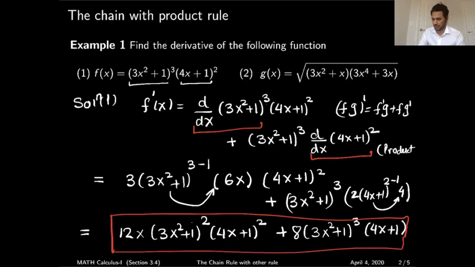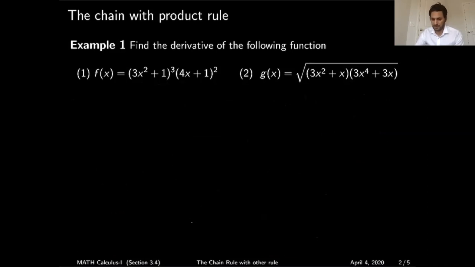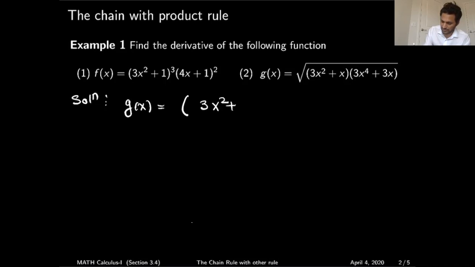In the next example, we will use first the chain rule and then the product rule. Let's see how the solution of the second problem goes. You can see that the function g of x can be written as one half, since the square root can be written as a power of 1/2, of (3x squared times x, and then 3x to the power 4 plus 3x), all raised to the power 1/2.